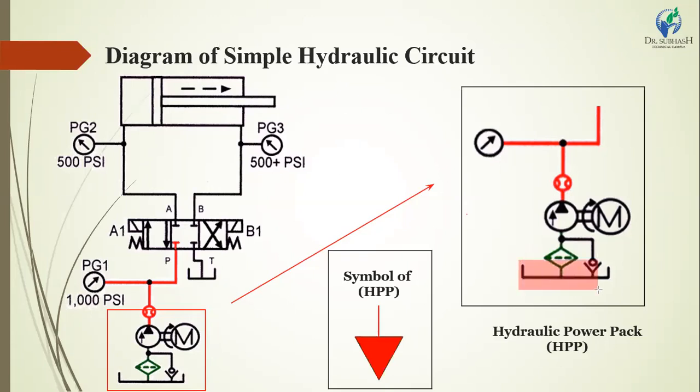This portion is the hydraulic tank. This is the reservoir tank, from which the hydraulic pump draws oil and supplies it to the hydraulic circuit. This green portion is the hydraulic filter. The oil is sucked from the tank, first filtered, and then enters the pump.